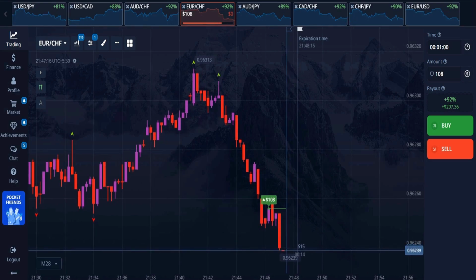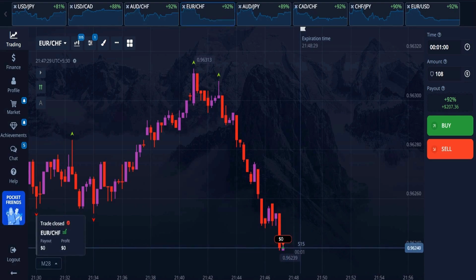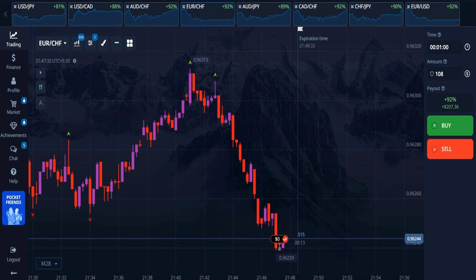If buyers take control, we should see the price bounce off this level and move upward. If sellers remain dominant, the price may break below this support and continue the downtrend. Let's wait and see how this trade plays out. We lost this trade, and that's completely fine. Losses are a part of trading, and even the best strategies don't win 100% of the time.